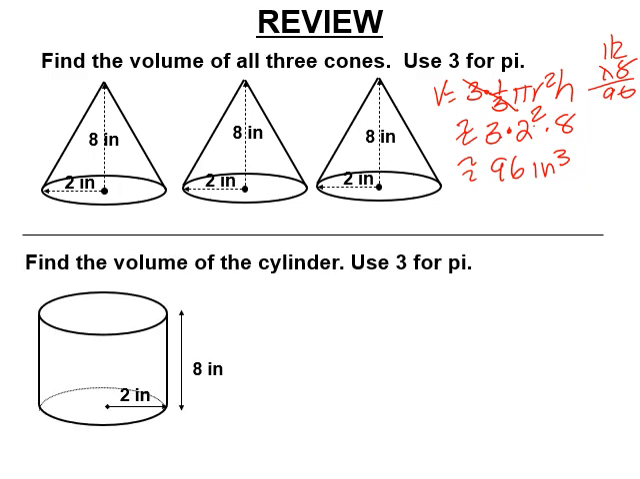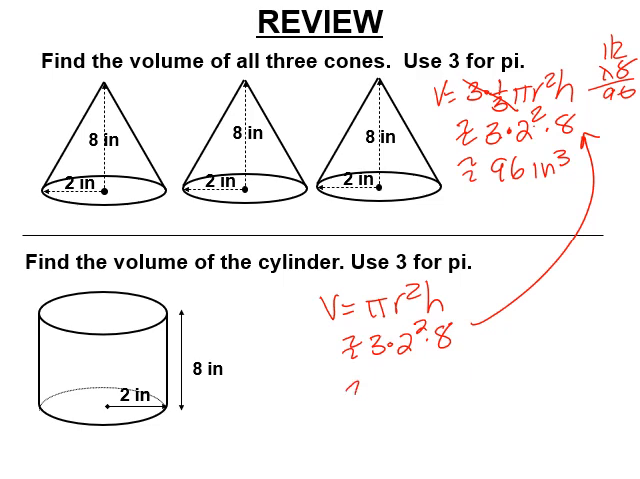Find the volume of the cylinder. Use 3 for pi. Well, volume of cylinder, pi r squared h. We're using 3 for pi. The radius is 2. 2 squared. Wait, this is exactly like this one. Yeah, that was part of this lesson.